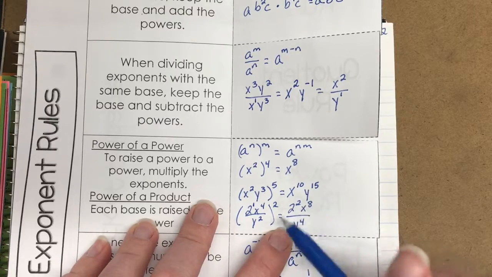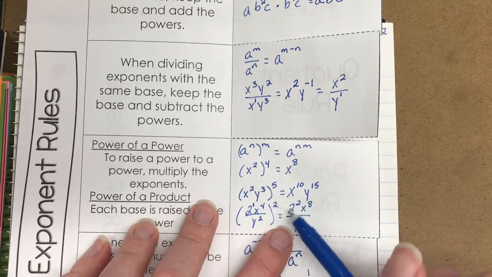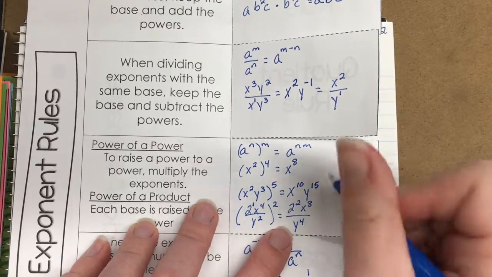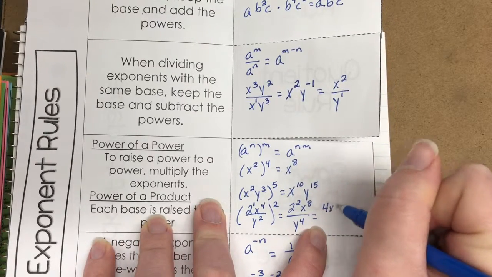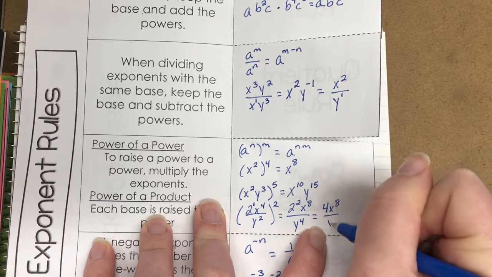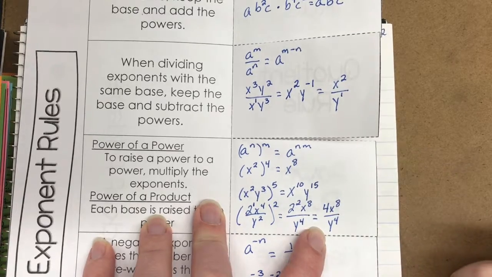Now, unfortunately, I can't leave my answer this way because I can simplify 2 squared. So 2 squared gives me 4. So my answer would give me 4x to the 8th all over y to the 4th.